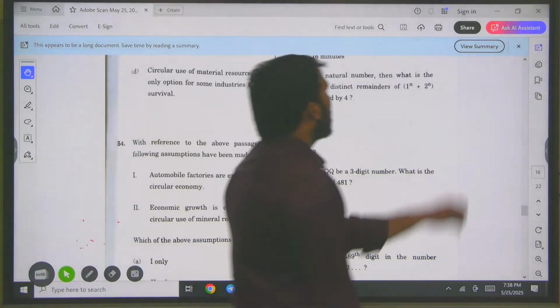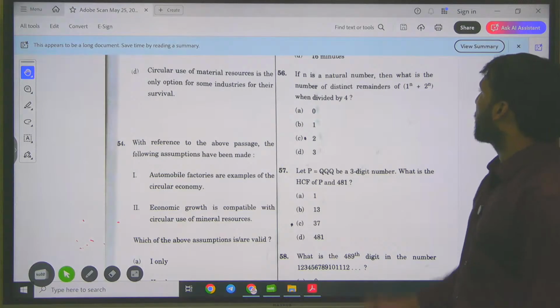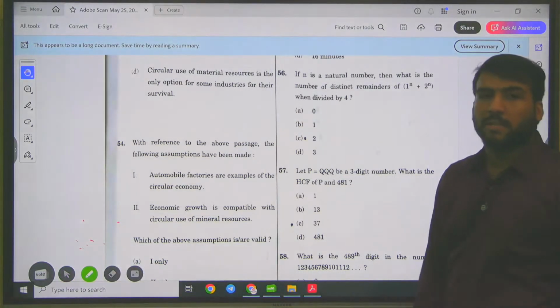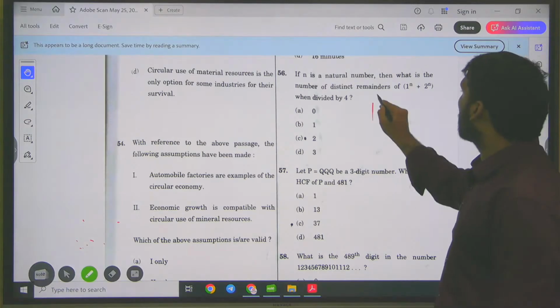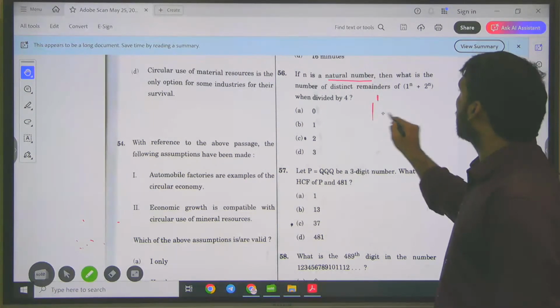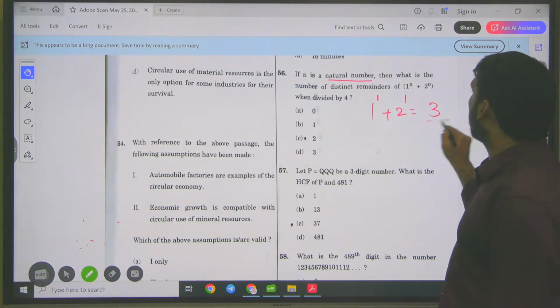If n is a natural number, then what is the number of distinct remainders of 1 power n plus 2 power n? See, 1 power n plus 2 power n. Here n is a natural number, so it starts from 1. 1 power 1 plus 2 power 1 will be 3. So if I divide by 4, my remainder will be 3 itself.